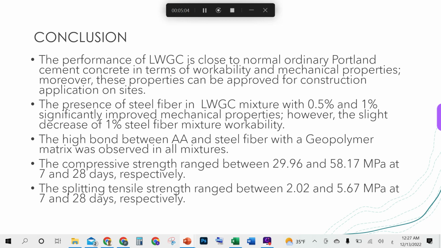And the compressive strength ranged between 29.96 and 58.17 megapascal at 7 and 28 days respectively. And the splitting tensile strength ranged between 2.02 and 5.67 megapascal at 7 and 28 days respectively.